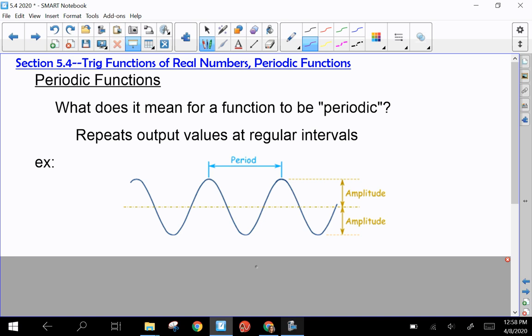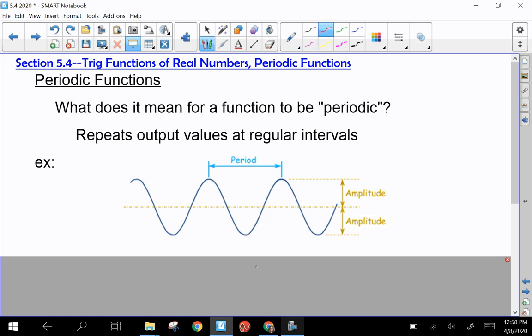So this slide that I have up here, I would not recommend writing this curve down. You might want to write something about the definition of a periodic function, but no need to copy that curve. This is just an introduction about what it means to be periodic. We're going to do a lot more with waves that look like this picture in section 5.5. So what does it mean for a function to be periodic? It means that the function has output values that repeat continuously, and it repeats at a regular interval.